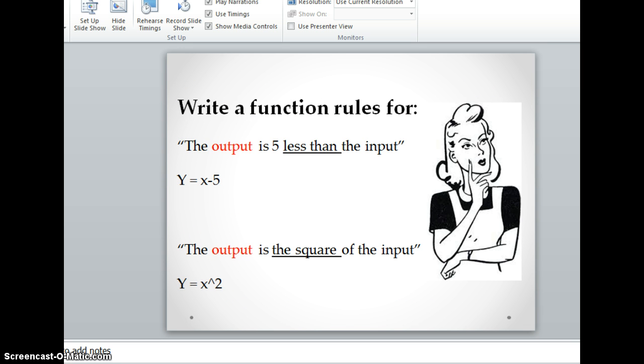So, going off of words to write our function rules, we have, for example, the output is 5 less than the input. And as you can see, that is written as y equals x minus 5. 5 less than, so that 5 needs to go after our input. And for the second one, the output is the square of the input. I'm sure many of you are thinking of the square root symbol, that radical symbol that we went over a few weeks ago. However, we need to remember also that our square is our x times our x.